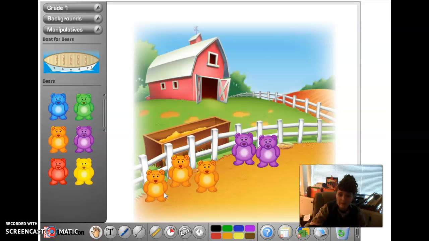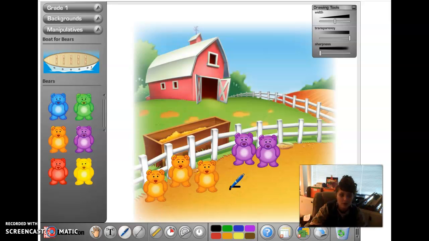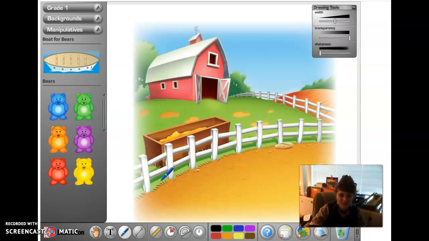So I'll count all of my bears. 1, 2, 3, 4, 5. And then on my piece of paper, I'm going to write the total, which was 5. And if I even wanted to, I could write the word bears. Bears. Ooh, this is hard to write on. Bears. So I have 5 bears total. Okay, we're going to clear it and try another one.